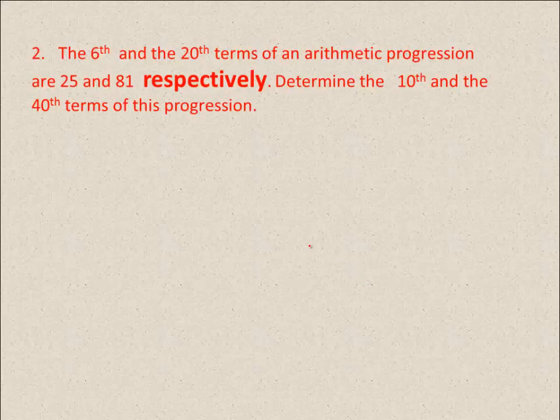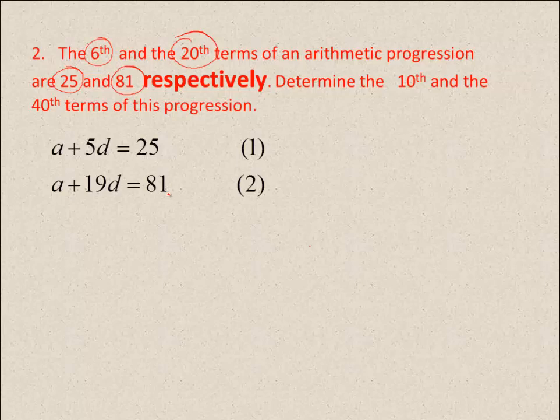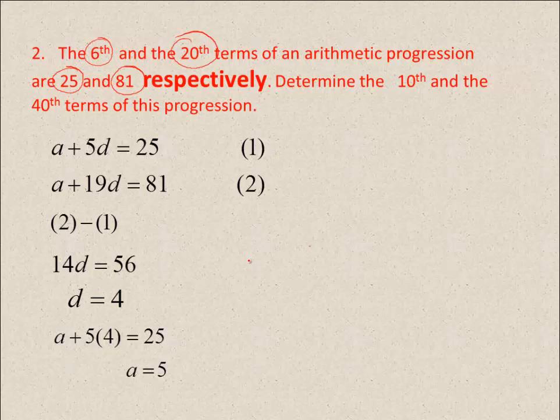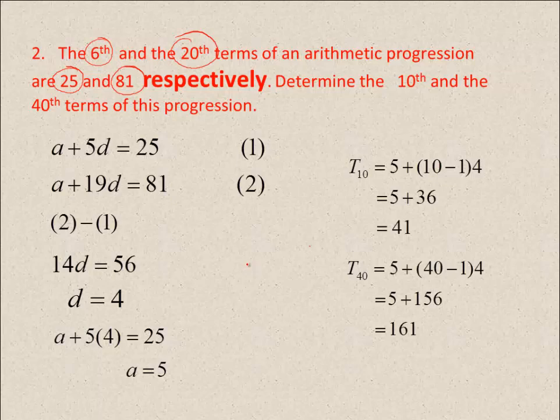How's that, guys? Quite easy. Let's go to example number 2. Before I even put the answers down here, guys, the 6th term is equal to 25. The 20th term is equal to 81. 6th term, A plus 5D is equal to 25. The 20th term, A plus 19D is equal to 81. And from there, guys, smooth sailing. Please ensure that you do not make any calculation errors. Valuable marks, you want to get all the marks for this question.